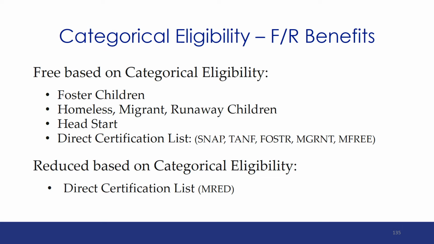With the direct certification list, these are the free program qualifiers as they appear in the direct certification system. So we have SNAP, TANF, foster, migrant, and Medicaid free. The one exception to all students automatically qualifying for free meals is Medicaid. A household may qualify as either Medicaid free or Medicaid reduced, depending on their income.